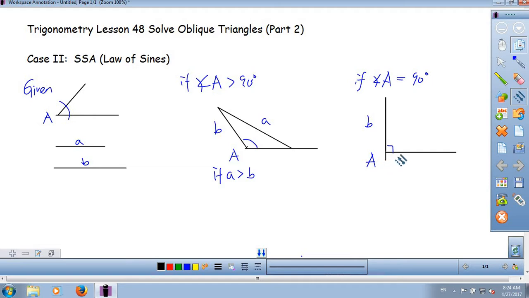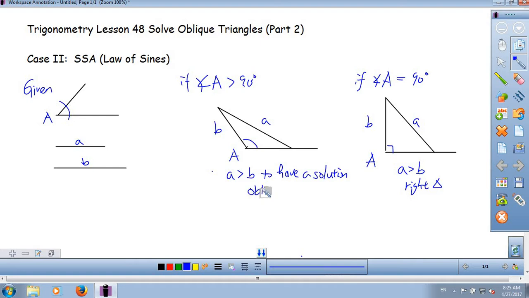You can see that it has to be longer than B, and then I can make a triangle. That's the only possibility: A has to be longer than B. Let me rewrite that: A has to be greater than B to have a solution. A solution means being able to make a triangle. And same thing here, A has to be greater than B. When you have A greater than B here, what kind of triangle do you have? You have a right triangle. And if A is greater than B in the obtuse case, then we have an oblique obtuse triangle.